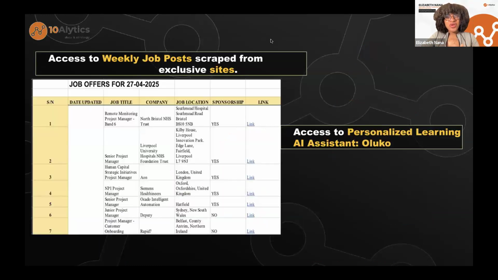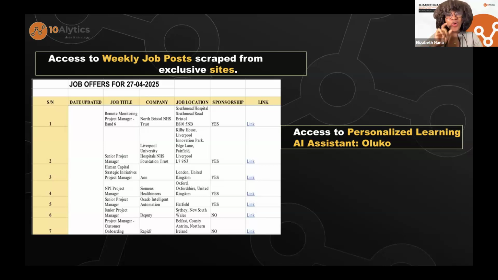Now, that's not all. You also have, this is just an example, a snapshot of our job tracker. I mentioned earlier, we go ahead to scrape for jobs, send you jobs that you can apply to. Now we're going to send you all the details you need: the job title, the company, the job location, whether it's in the UK, whether it's in the US, whether it's in Canada, if the job offers sponsorship or not, and also the link to the job. So we're sending you all of this, and all you have to do is read through, pick the one you like and apply to it.